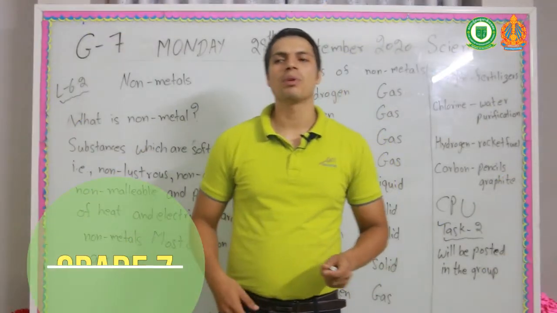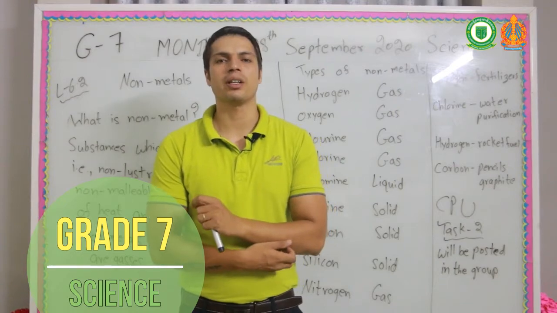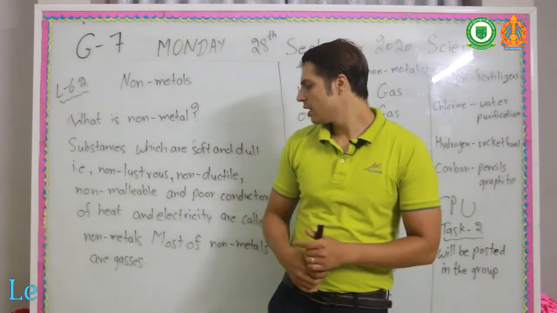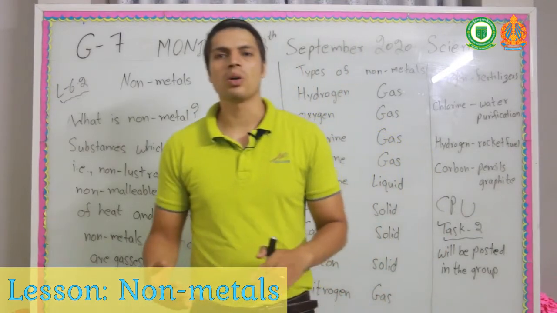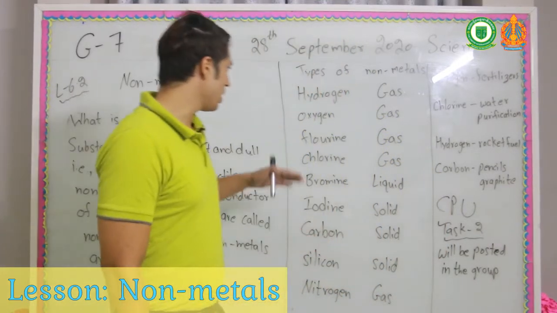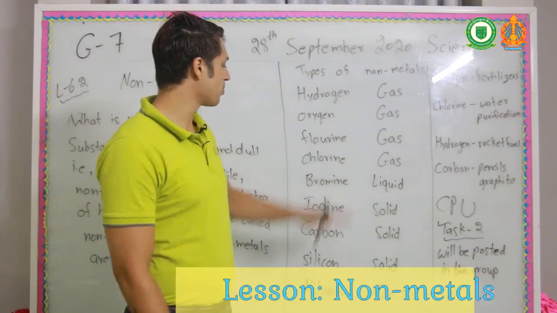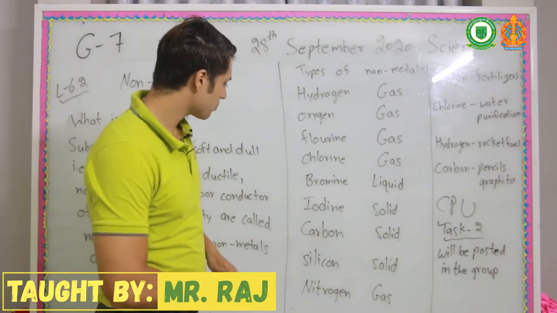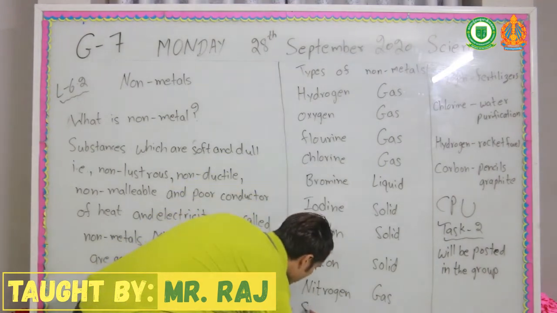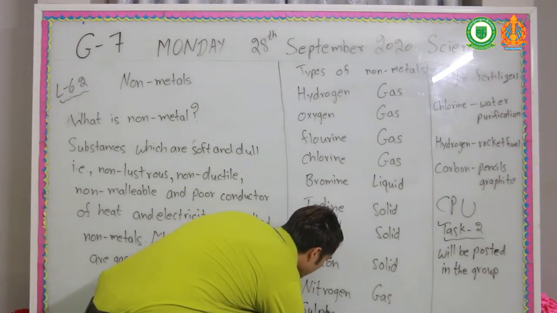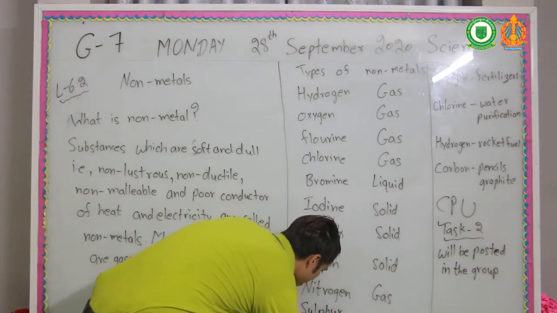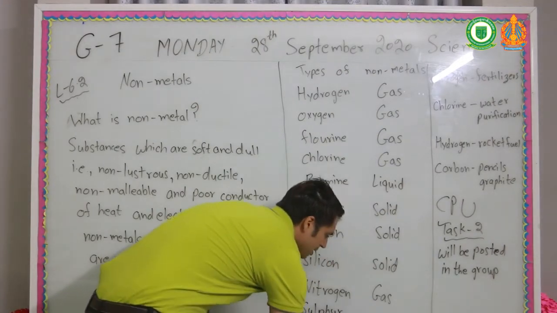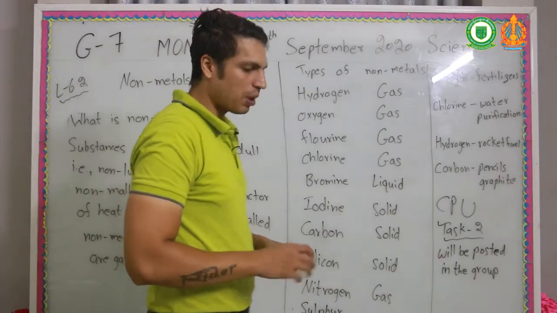Hello students, welcome back to our second video for today. Today we are learning about non-metals. In the last video we learned about some types of non-metals. So we have sulfur, and helium. So why is helium used in balloons?